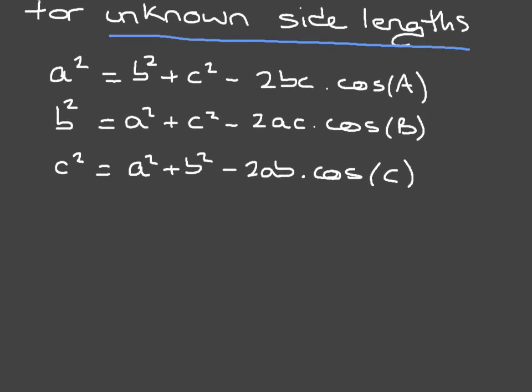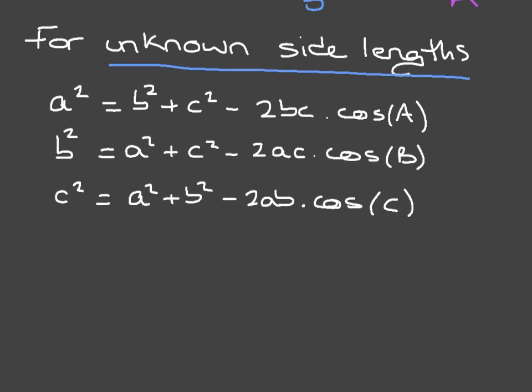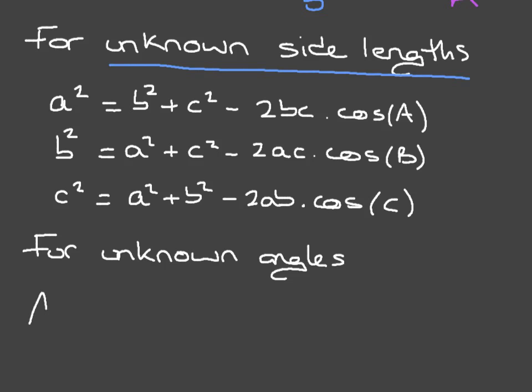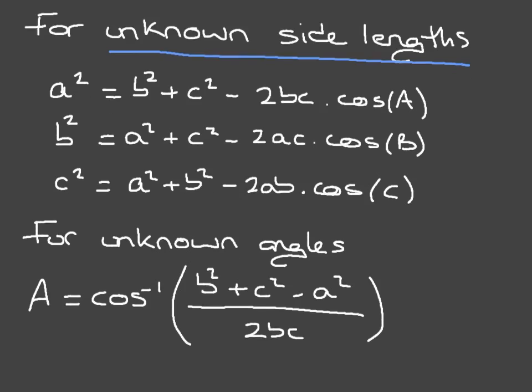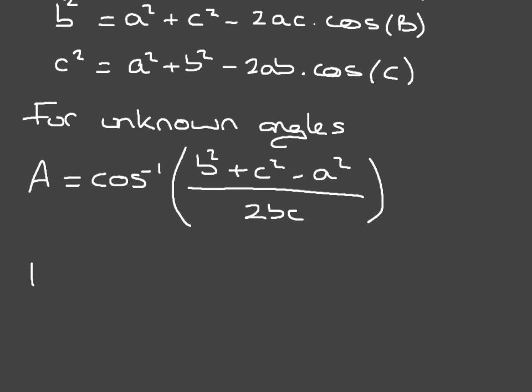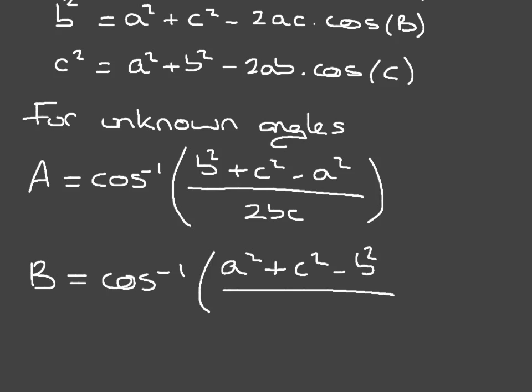But the cosine rule can also be used to find unknown angles. And for unknown angles, the cosine rule will look like this. The angle A will be equal to the inverse cos of b squared plus c squared minus a squared divided by 2bc. The angle capital B would be equal to the inverse cos of a squared plus c squared minus b squared divided by 2ac.